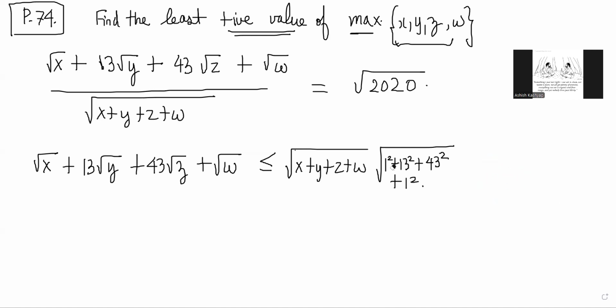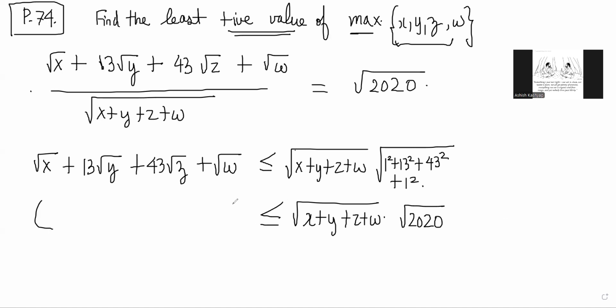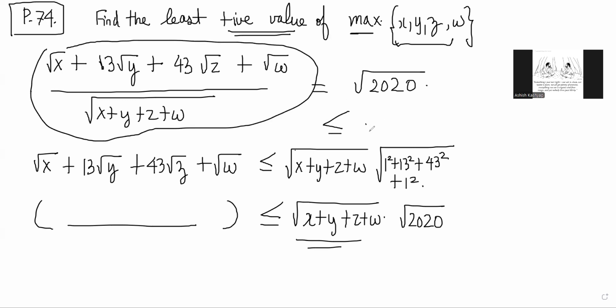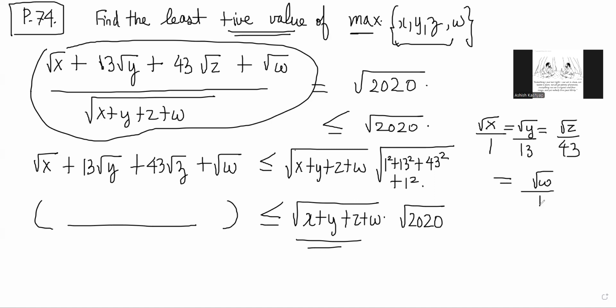So when you add up all of this, it will be 171 plus 1849. So that becomes 2020, you should see. So basically this is becoming root of x plus y plus z plus w times root of 2020, right? This expression is less than this. So when you divide it here, you should get this expression should be less than root 2020 according to Cauchy-Schwarz, right? Which means this is again the equality case, which means the ratio is common. So root x by 1 should be root y by 13, should be root z by 43, and should be root w by 1, right? For equality, yes.